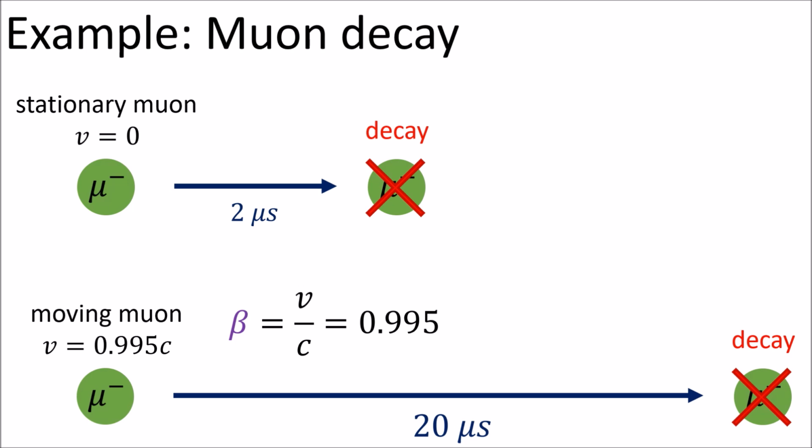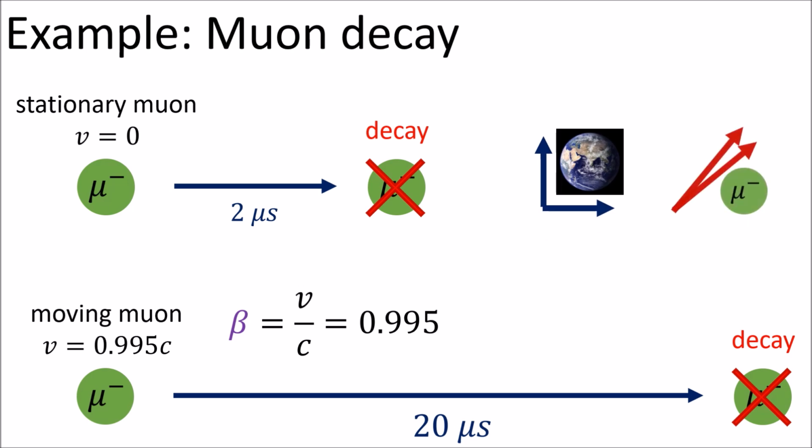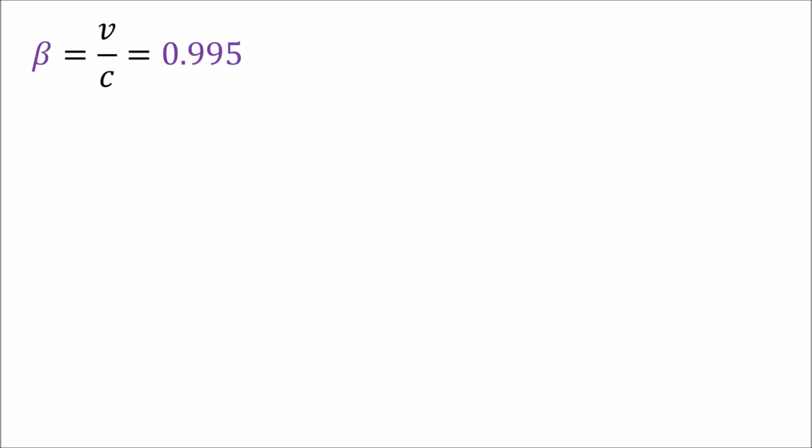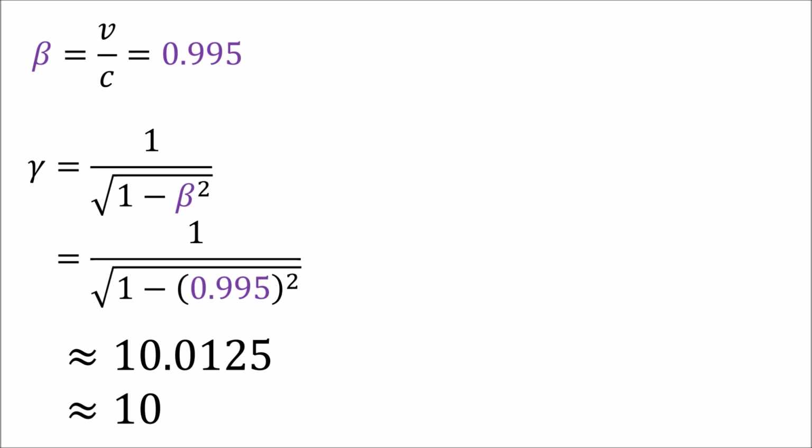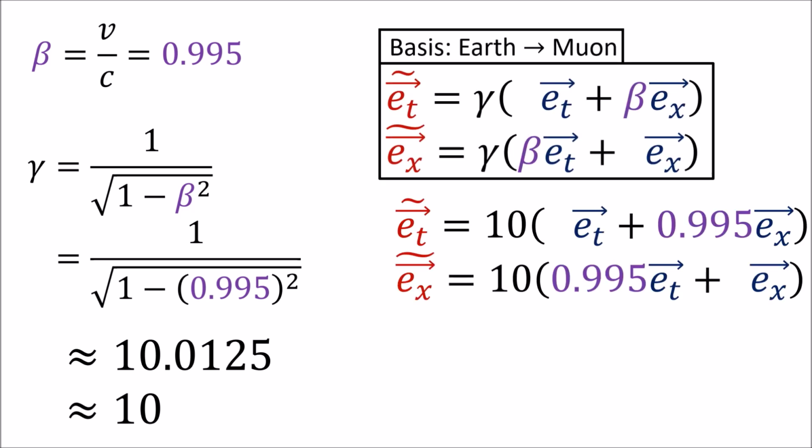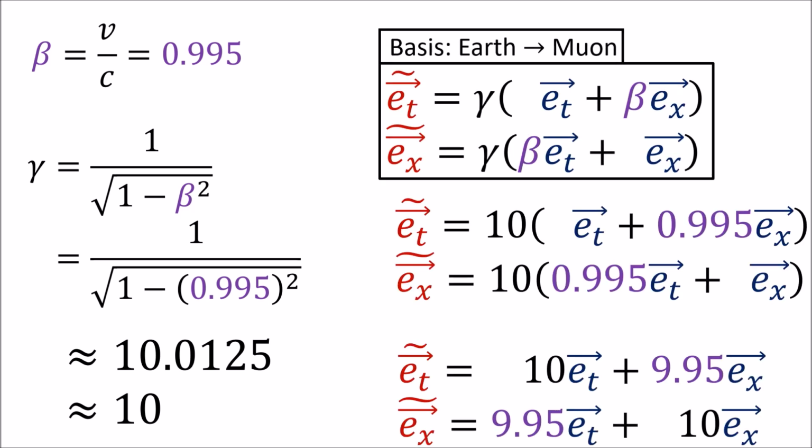Let's draw a space-time diagram to understand this better, using one basis for the Earth's frame and another basis for the muon's frame. A reference frame with a beta value of 0.995 has a gamma factor of about 10, and so the Lorentz transformation of the basis vectors looks like this.